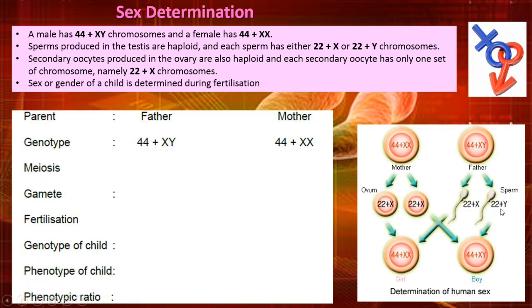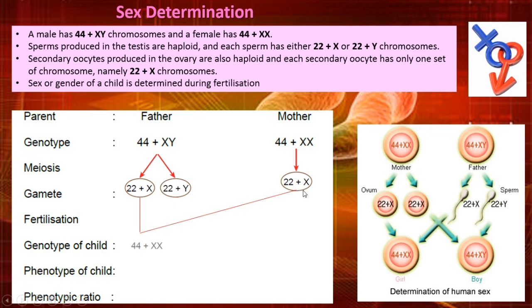So father produce 44 plus XY, mother produce 44 plus XX. Okay, the genotype of father is 44 plus XY, the genotype of mother is 44 plus XX. After meiosis, father will produce sperm, okay, 22 plus X or 22 plus Y. Mother will produce only one set, 22 plus X. So when random fertilization occurs, if the 22 plus X sperm fertilizes the 22 plus X ovum, it will produce 44 plus XX. It means female.